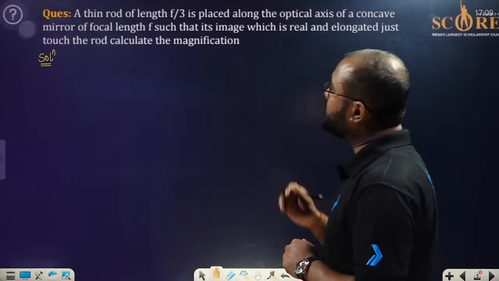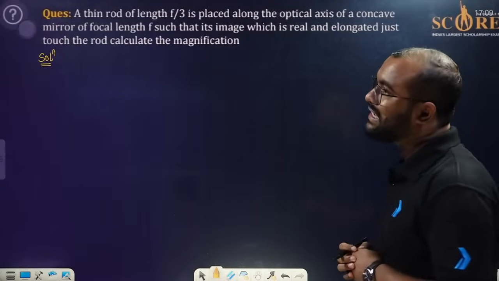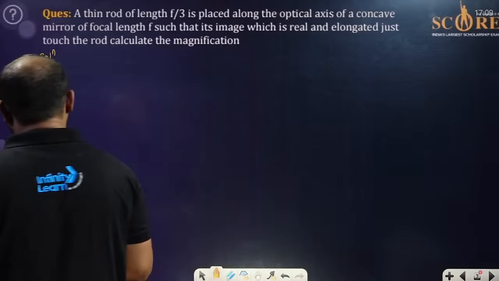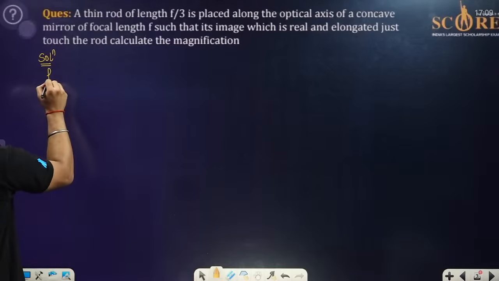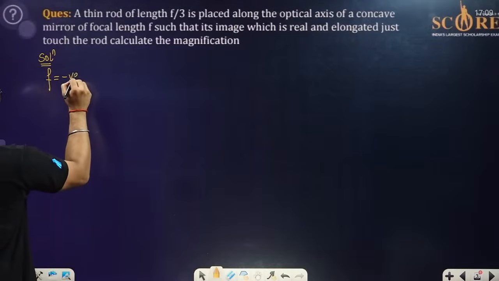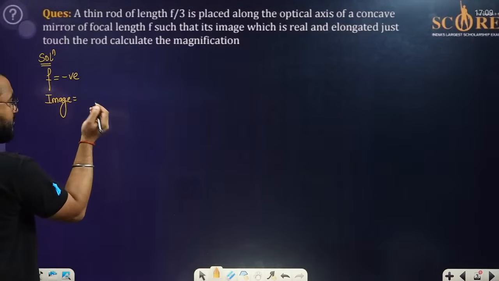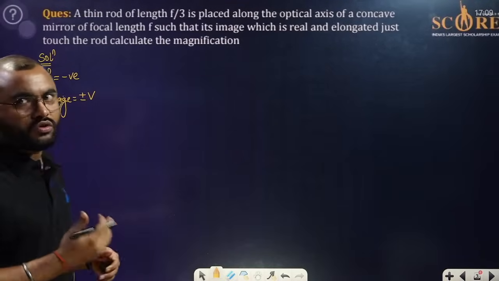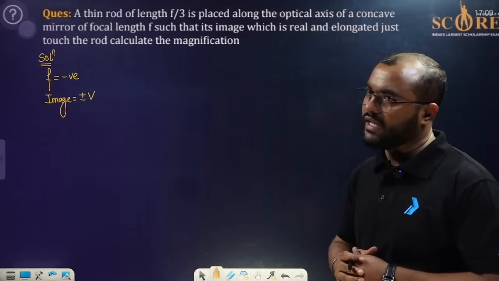As you can see over here, a thin rod of length f/3 is placed along the optical axis of a concave mirror. So we are talking about a concave mirror. When we talk about the concave mirror, the focal length is taken as negative. As for the image, the image distance can be positive or negative, because a concave mirror can make both virtual and real images.